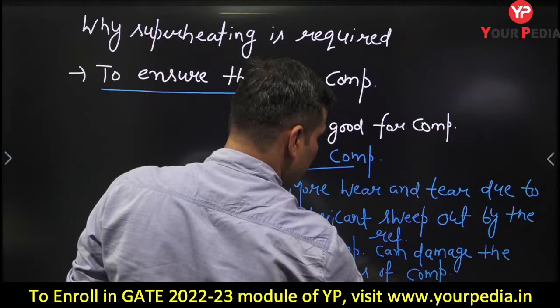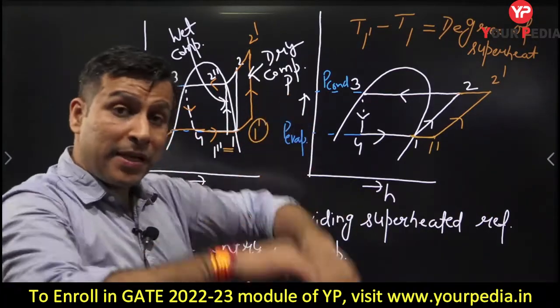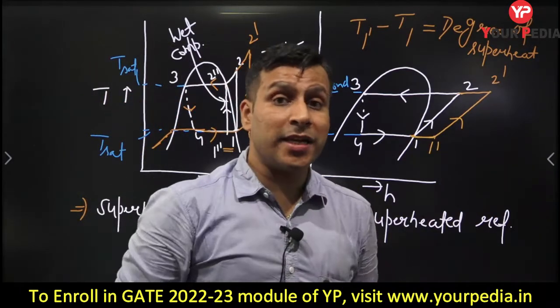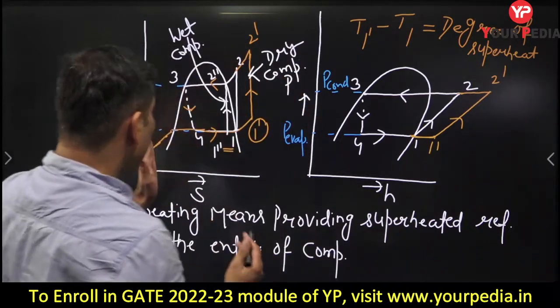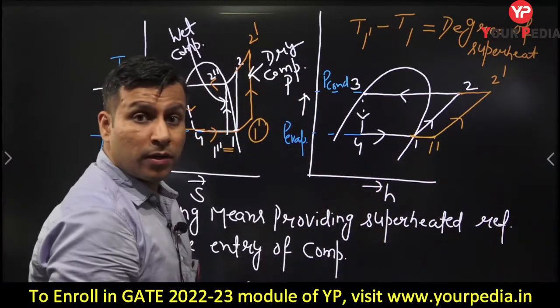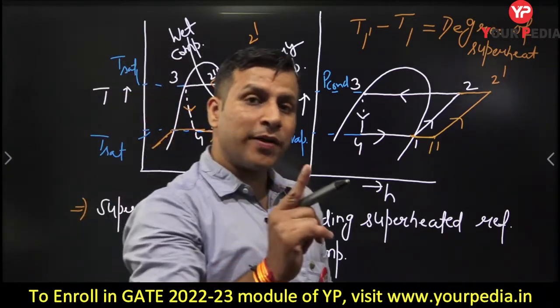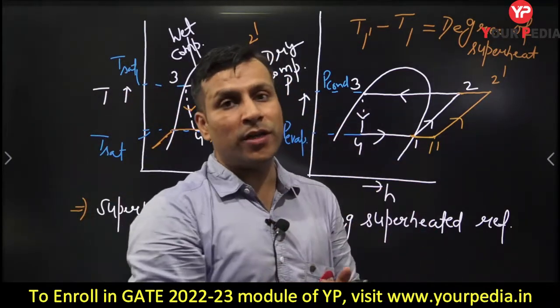Like this particular process, guys, this one dash to one, if this process is happening inside the evaporator, then you can say that refrigeration effect will increase, because what will be the refrigeration effect? Refrigeration effect क्या हो जाएगा? H1 dash minus H4, or here also you can say H1 dash minus H4, but that refrigeration effect you will get if superheating is carrying out in the evaporator.